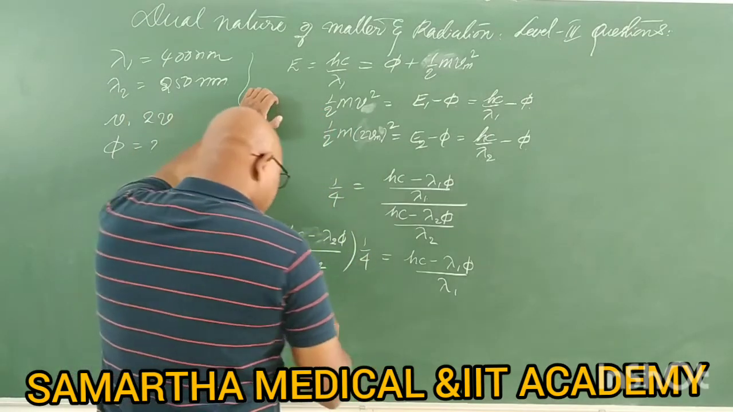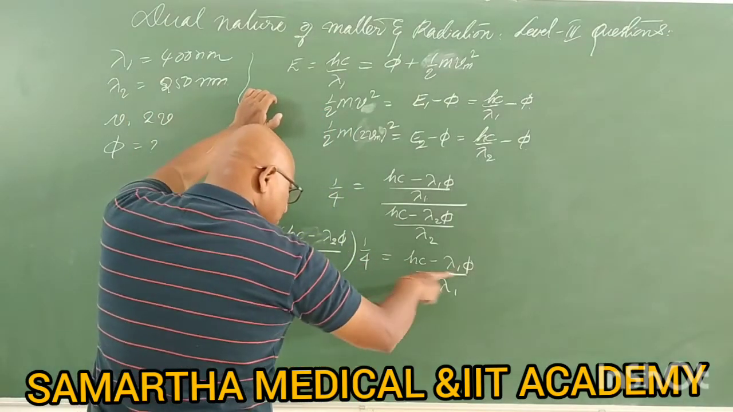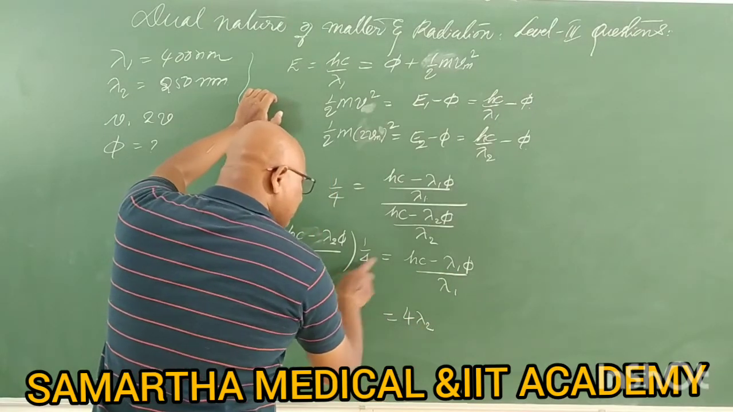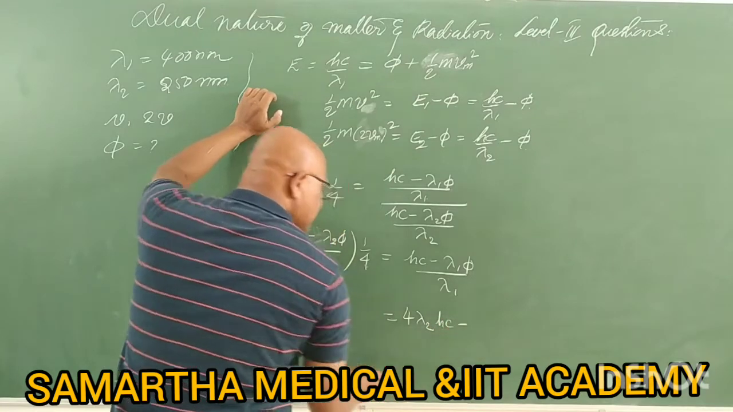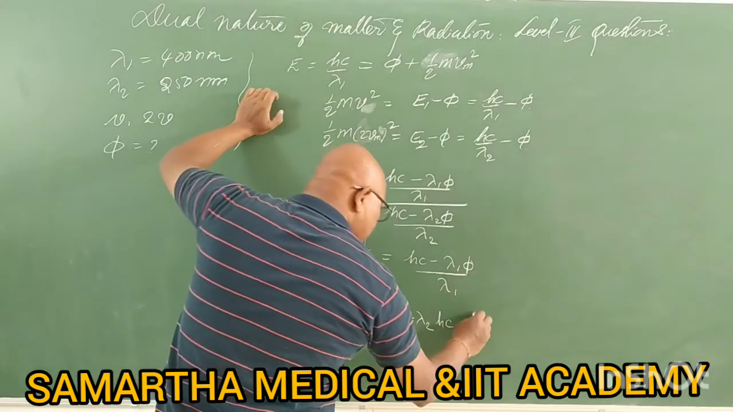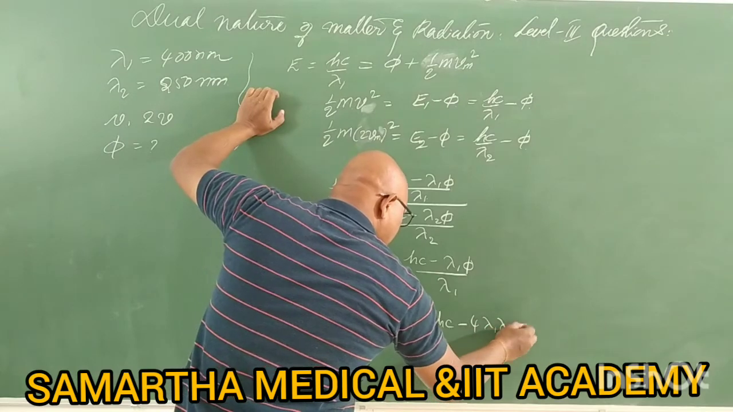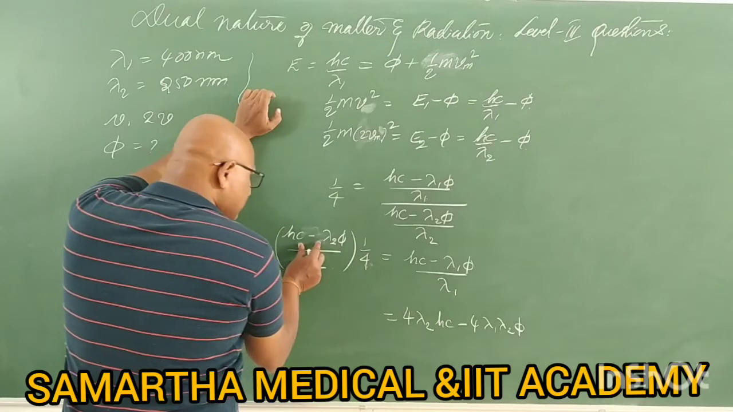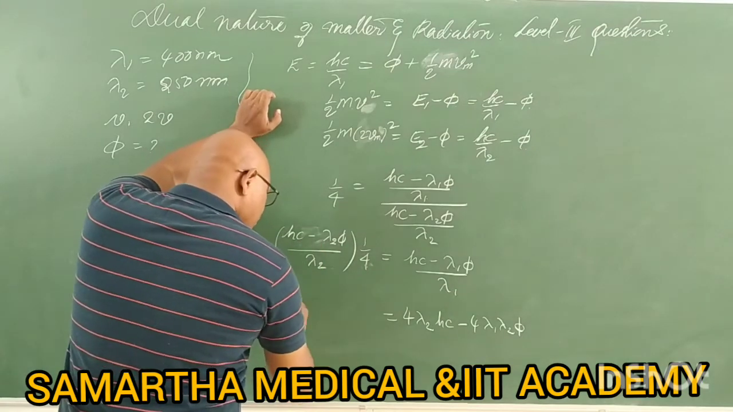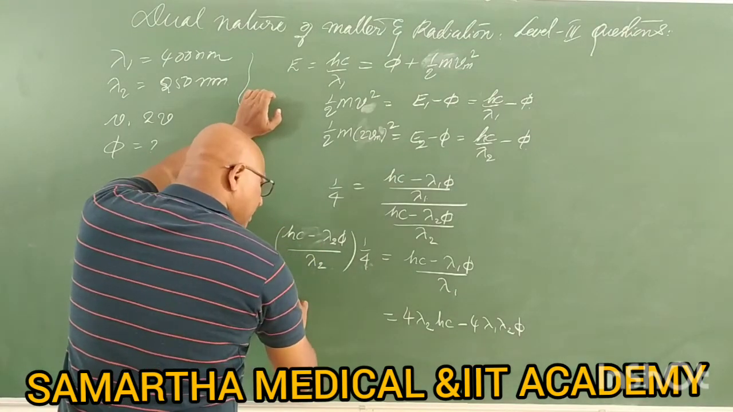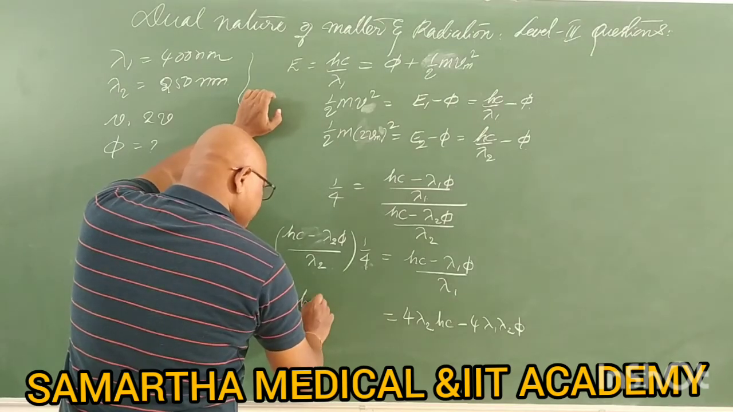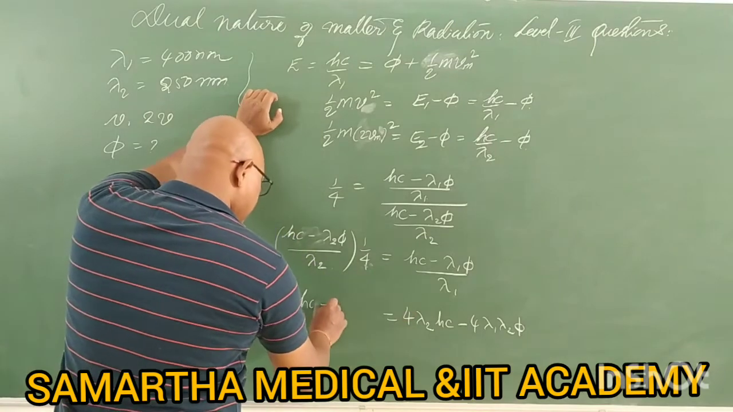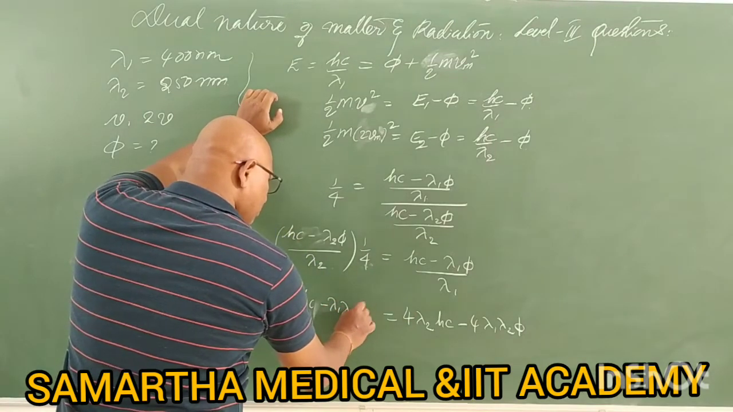And take the cross multiplications again. Let's multiply this whole equation by 4 lambda 2. 4 into lambda 2 into Hc minus 4 into lambda 2 into lambda 1 into phi. And we will cross multiply this lambda 1 with this particular term, that is lambda 1 Hc minus lambda 1 lambda 2 phi.